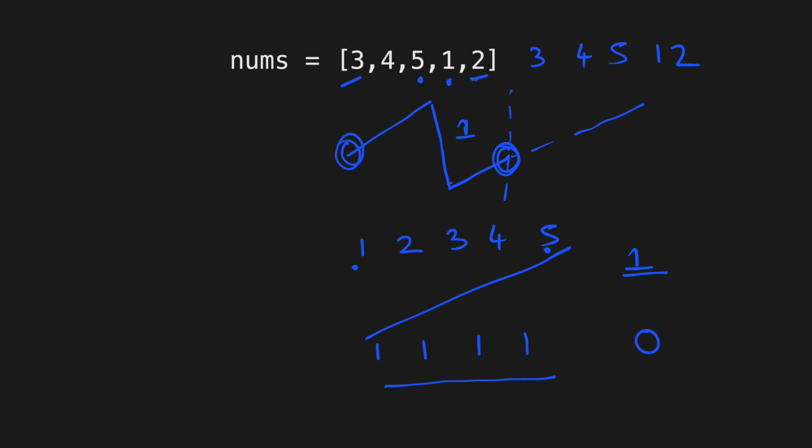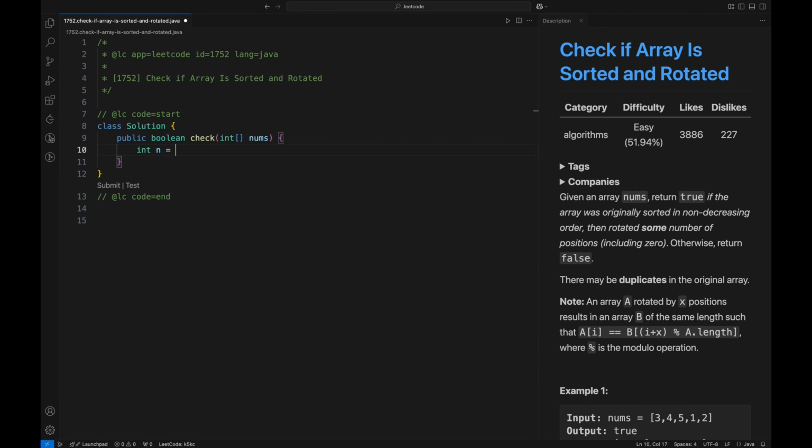Now let's jump into the code part. First let's initialize n as the length of the input array. Let's also initialize the transition counter, trans, to count the number of transitions or blips in the array. Now we will iterate through each element in the array to check for the transitions. For each element, we check if it is greater than the next element. And we can calculate the next element's position by performing the modulo operation between i + 1 and n. This handles the circular connection so that we can compare the last element with the first element as well.